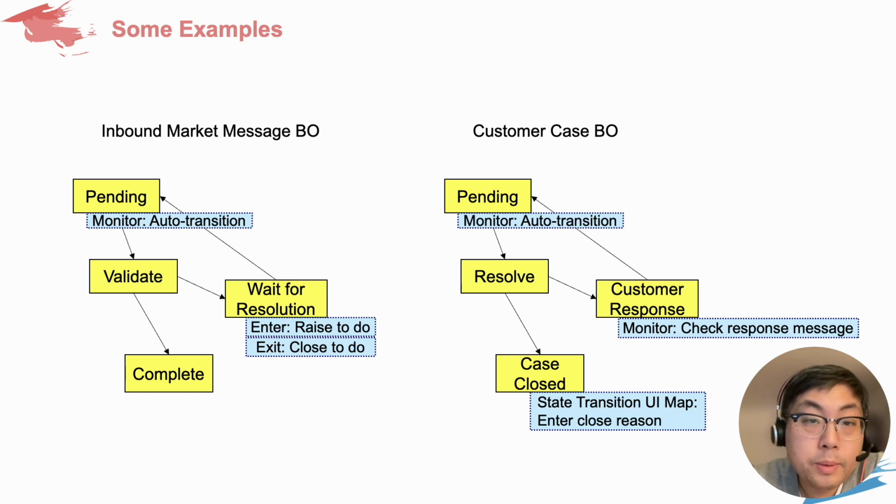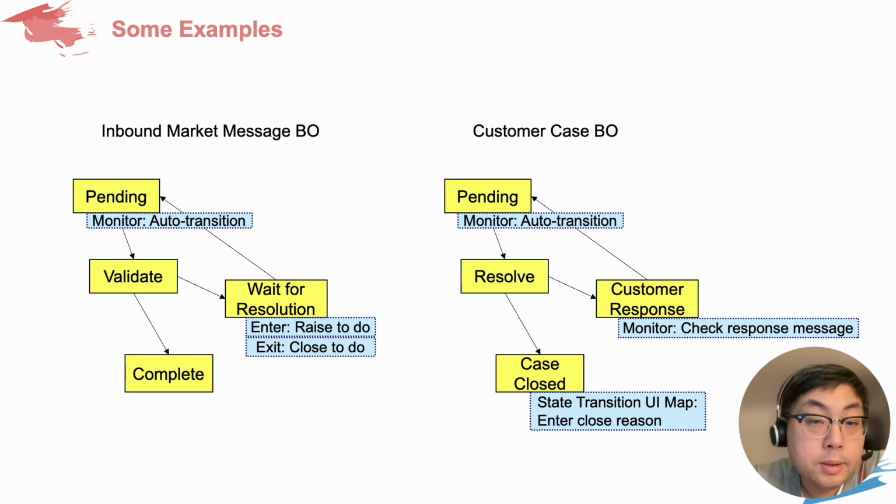Another one, I would say this is a customer case, could be any customer case raised to the business. Business would like to resolve it based on some automatic rules, or it could be a manual process to resolve. If the resolution requires a customer response, maybe an outbound message gets sent, and the system will be checking periodically on the customer response status with a monitor algorithm.